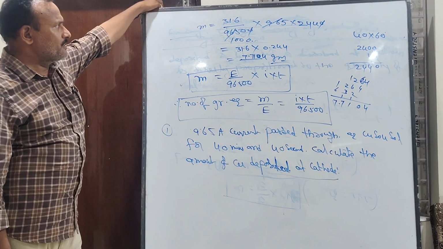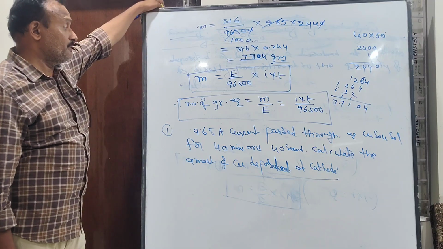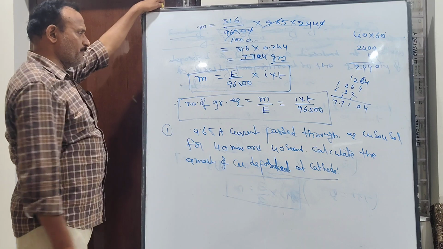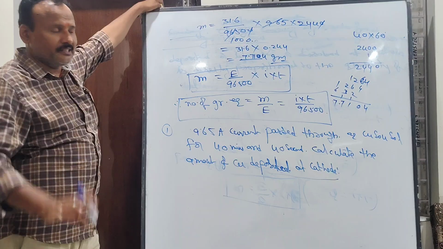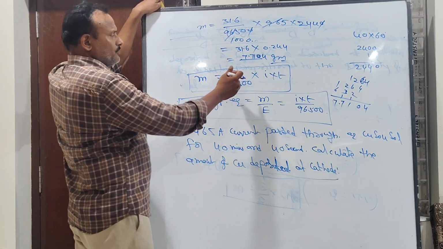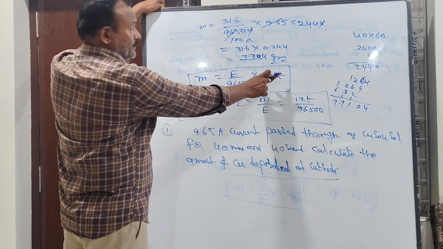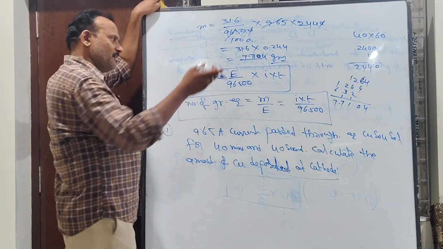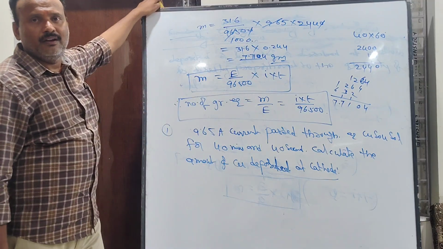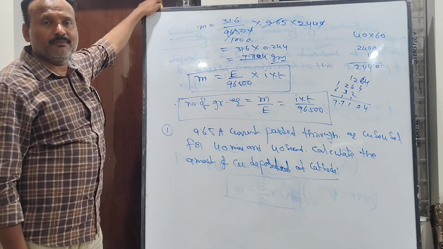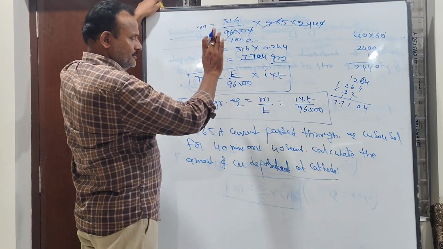How much copper is deposited at cathode? 7.7104 grams of copper is deposited when 9.65 amperes current is passed through aqueous copper sulfate solution for 40 minutes and 40 seconds. So like this. Not only the copper, sometimes the weight of copper they will give, but you have to find the time, or sometimes the current. So using this formula in multiple ways, you have to calculate the problems. This is Faraday's first law.